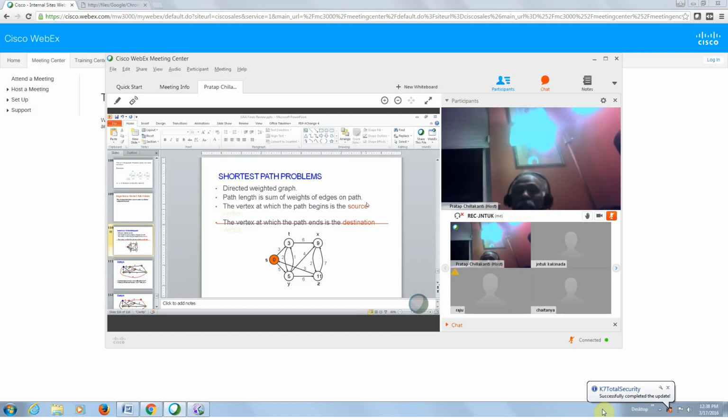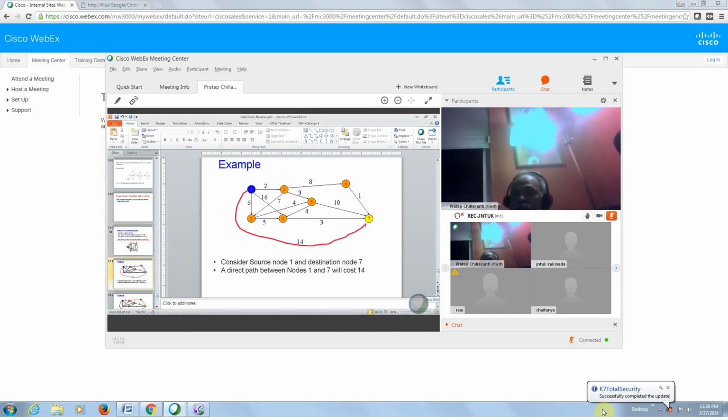Okay. So whenever you talk about shortest path problems, you have some kind of a directed weighted graph. Okay? And the path is nothing but the sum of the weights. And the vertex at which the path begins is called the source. And of course where it ends is the destination. There are some ways of doing it. I'm not really focused too much on going into too much detail here because we covered this significantly.